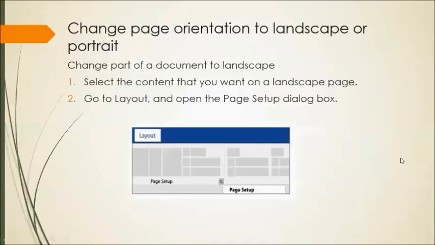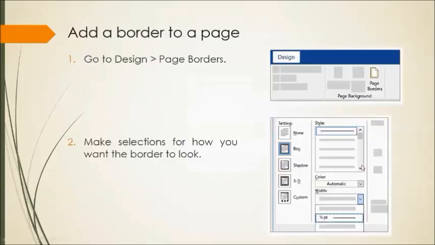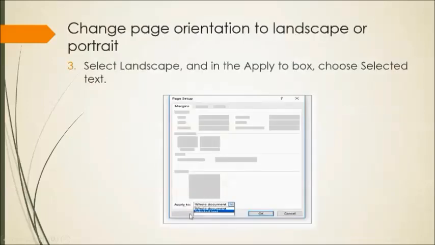To change part of a document to landscape, you select the content that you want on a landscape page, and then go to Layout and open the Page Setup dialog box. Select Landscape and Apply, and in the Apply to box, choose Selected text. On the bottom part of the screen, we have choices on how we are going to apply the selected orientation: the whole document or the selected text. And then after selecting, you have to click the OK button.